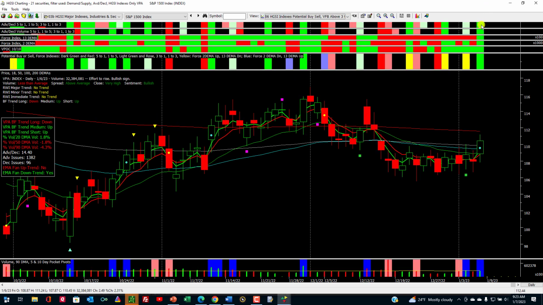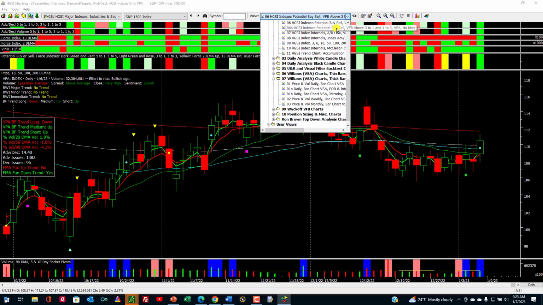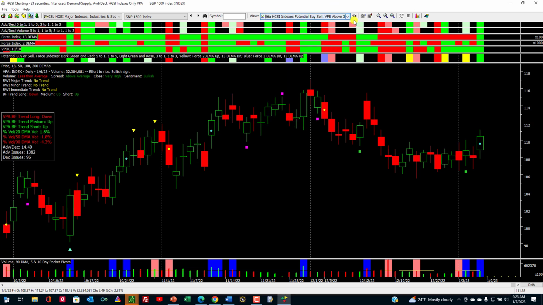Potential buy-sell signals, more than 5-to-1 on the advancers versus the decliners, consequently a dark green bar. Same thing on the volume. Both force indexes turned up. The VPOC turned up clear back here, and we got a green buy signal on the indexes. Remember, these are indexes that are created by HGSI, market cap weighted.